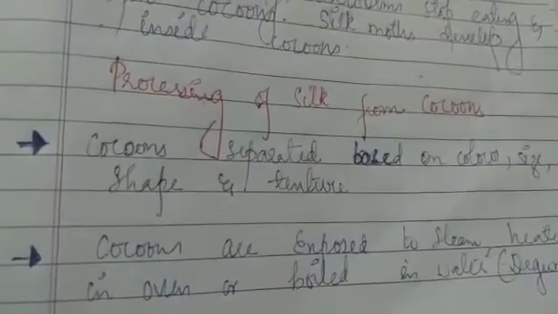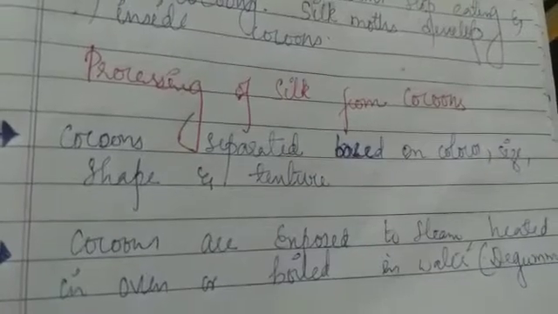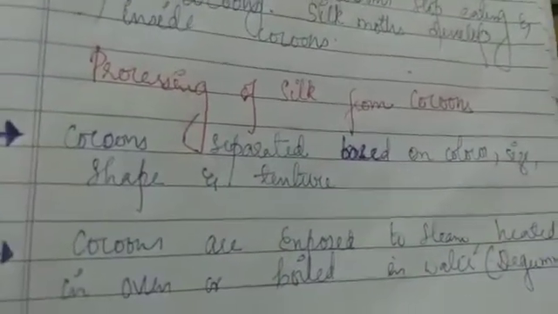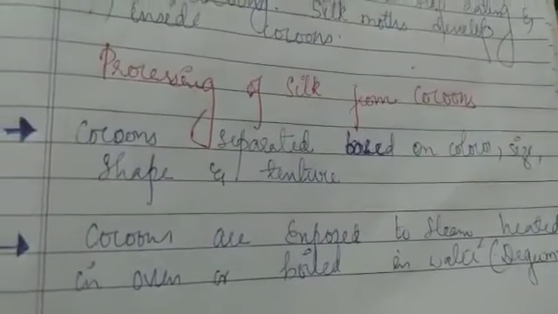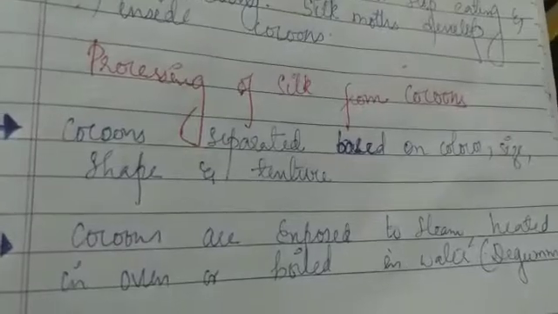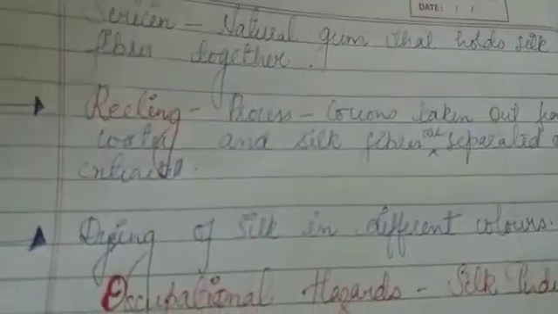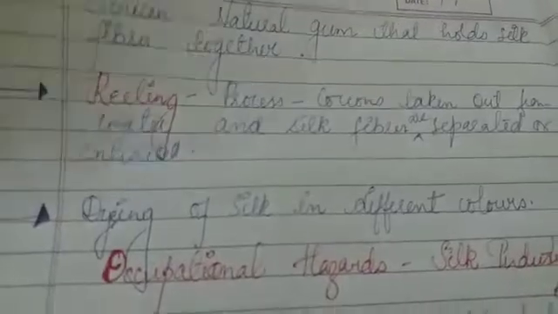Next we have to see the processing of silk from cocoons. First, these cocoons are separated on the basis of color, shape, size and texture. After that, they are exposed either to steam, heated in an oven or boiled in water. If we are boiling in water, we call it the degumming process. And here there is a term, sericin. It is a natural gum that holds silk fibers together.